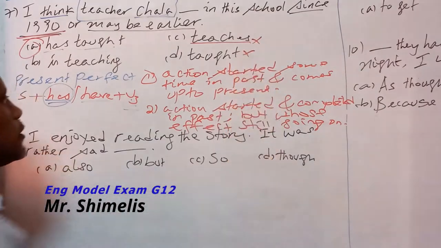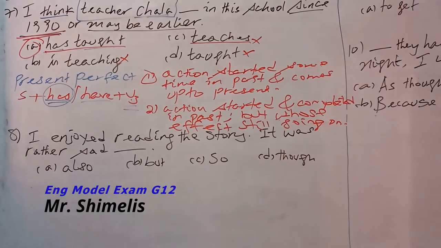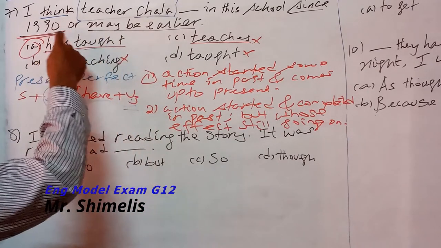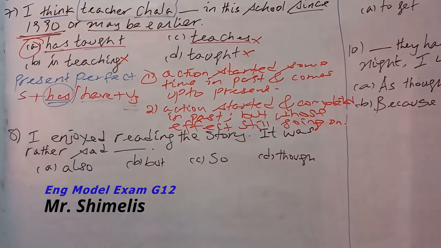So we take this all out and we prefer only the present perfect form, because this action is from some point of time in the past up to the present. So we use the present perfect to express it. Next question, question number 8.